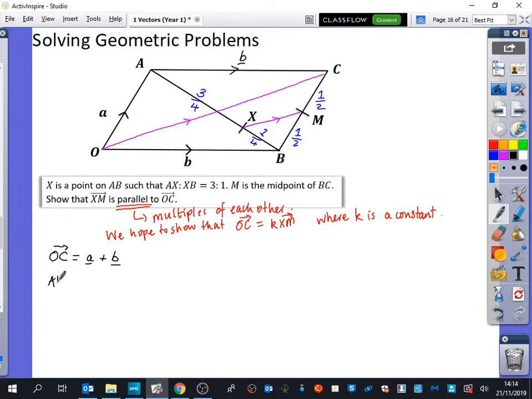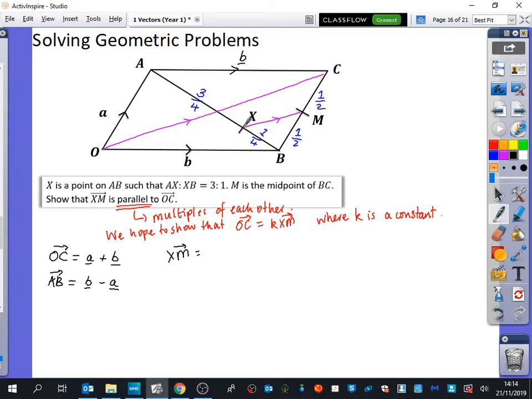I'm also going to try and work out the vector AB because I think that's going to be helpful. How do I go from A to B? Good. I'm going to go B minus A. And we're going to try and work out what the vector X to M is. Now we've got enough information, I actually think we can work out what the vector X to M is. So we're going to start at X, and we need to get to M.